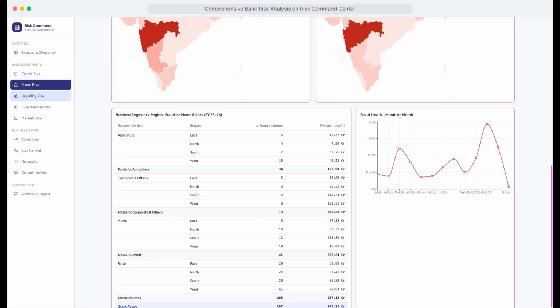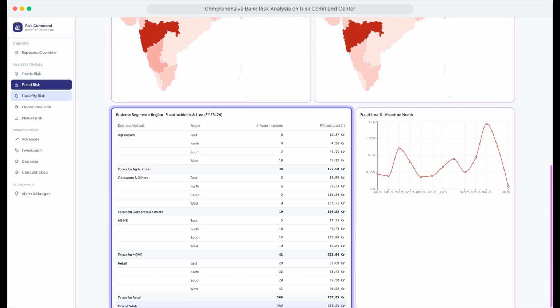This helps identify persistent or emerging fraud hotspots. For example, if one state has both high incident count and high loss amount, it may need deeper review, stronger controls, or focused investigation. The segment and region table breaks down fraud incidents and losses across business verticals and regions.